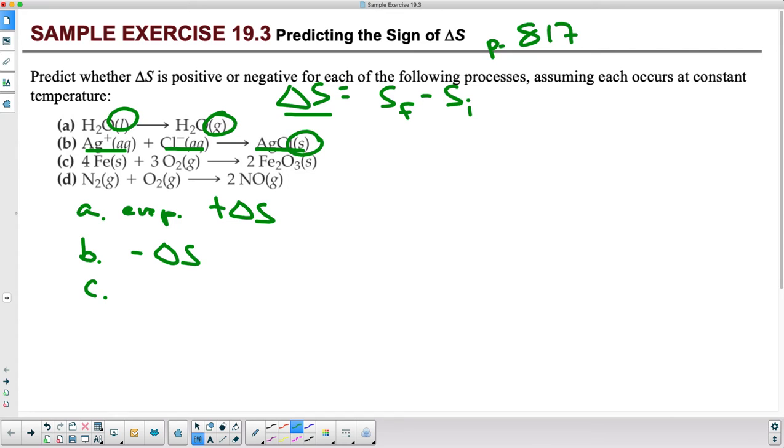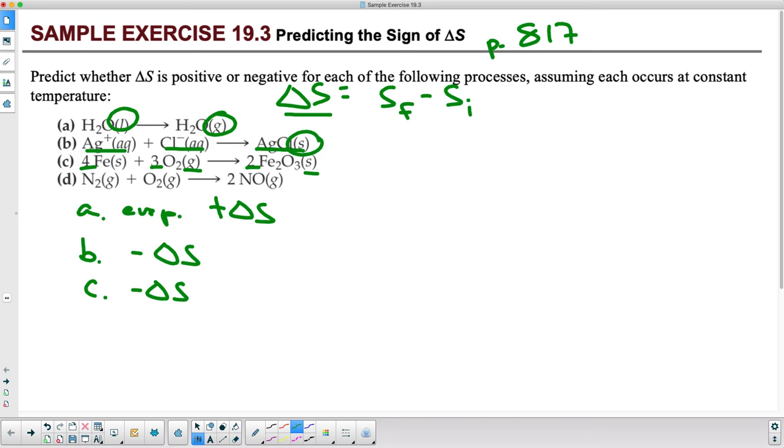Notice that for the next one, there's a change in the number of particles. So the number of particles does make a difference. If we have fewer particles, that means we have fewer microstates. So we go from having 7 moles total between the iron and the oxygen to having just 2 moles of the product. 7 moles total to 2 is definitely a decrease in microstates. Notice that this oxygen gas also goes to part of the solid, which means that we also have a change of entropy that is less random.